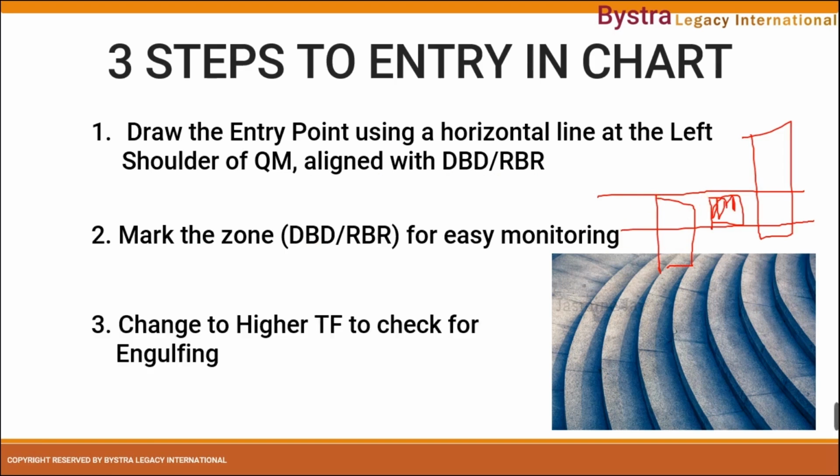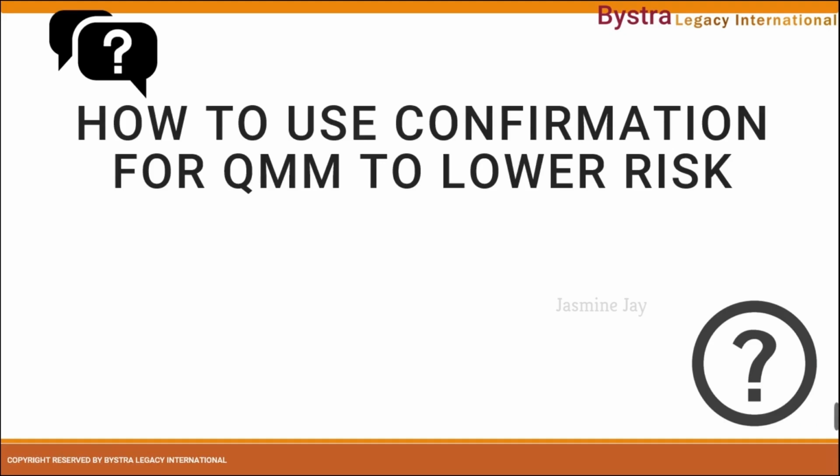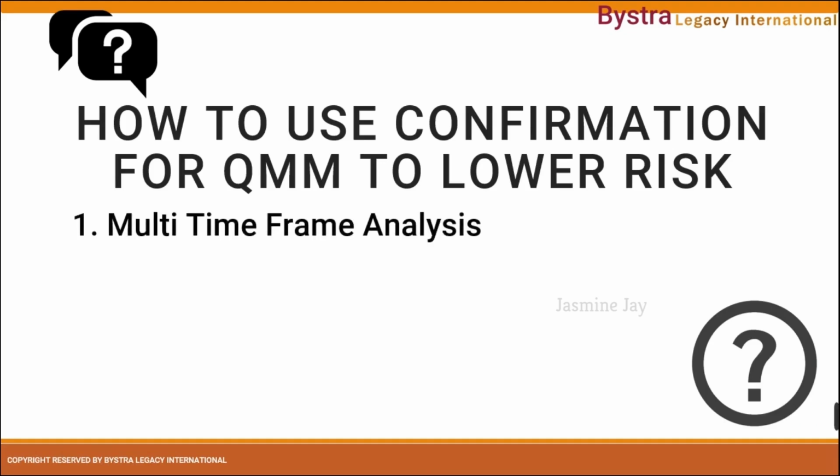If the setup doesn't have an engulfing on the higher time frame, then the setup will be considered very high risk. Please, when there is no confirmation, do not enter the trade. So how do we use the confirmation for QM manipulation to lower down our risk of entry? First is the key, the same thing that we always come back to again, it is the multi-time frame analysis.